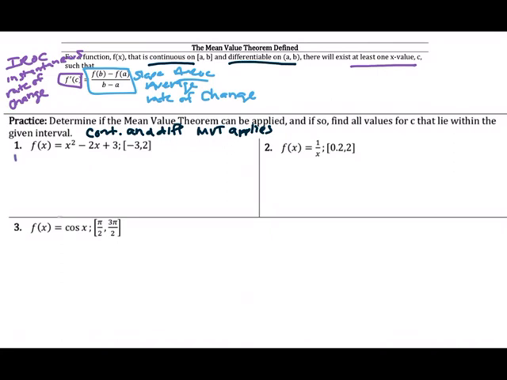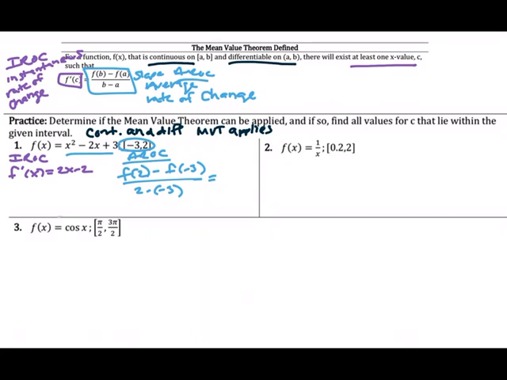So let's find our instantaneous rate of change first. That really just means find the derivative. This derivative is going to be 2x minus 2. Then we're going to find our average rate of change, and here are the x values that we're going to use. So we're really looking for f of 2 minus f of negative 3 over 2 minus negative 3. If I plug 2 into my function, I'm going to get 4 minus 4 plus 3, that's 3. If I plug negative 3 in, I'm going to get 9 plus 6 plus 3, so 15.